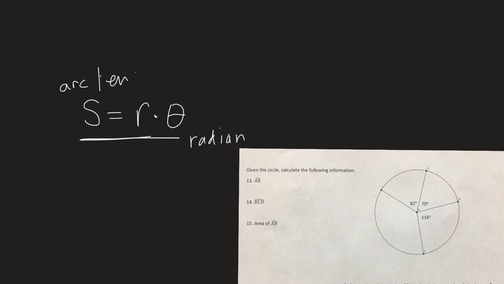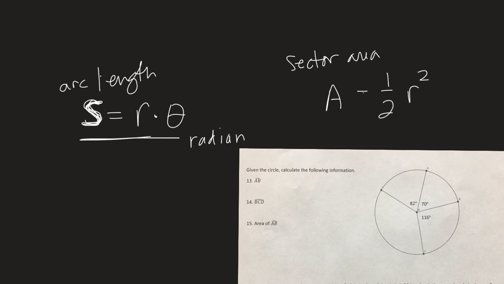S stands for arc length, R stands for radius, and theta stands for your angle. If it were the area of a sector, this is sector area, that's 1/2 r squared theta if theta is in radians. So if we have a radian angle measure, then you should use a radian angle formula.